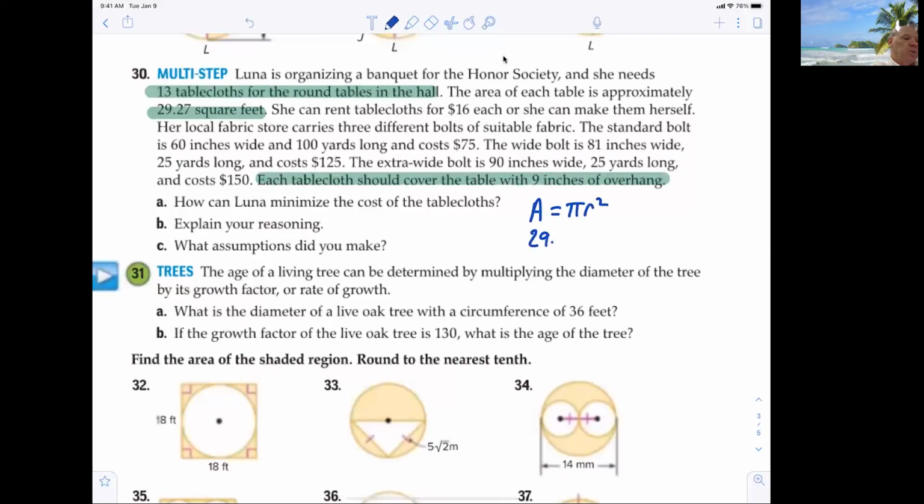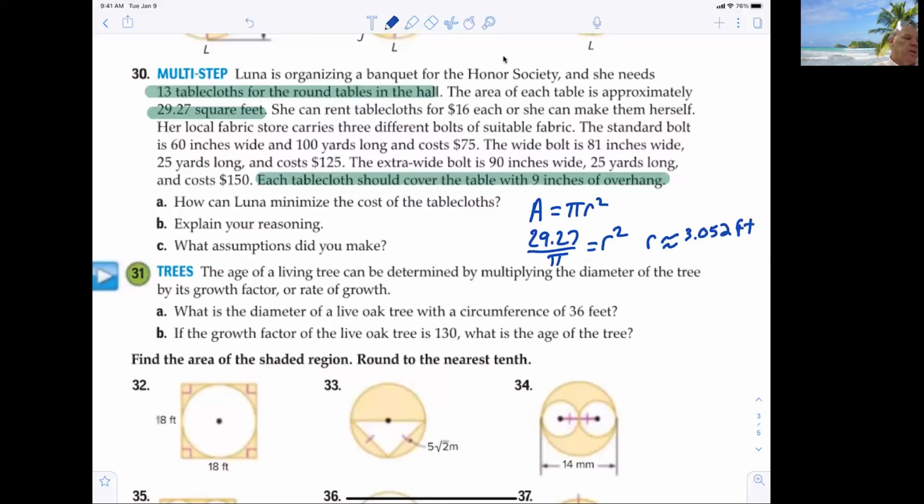So I need some help, guys. 29.27 divided by pi equals r squared. So what's the radius approximately? Tell me. 3.052. All right. And that would be what? Feet, correct? Does that make sense? Are we okay with that?